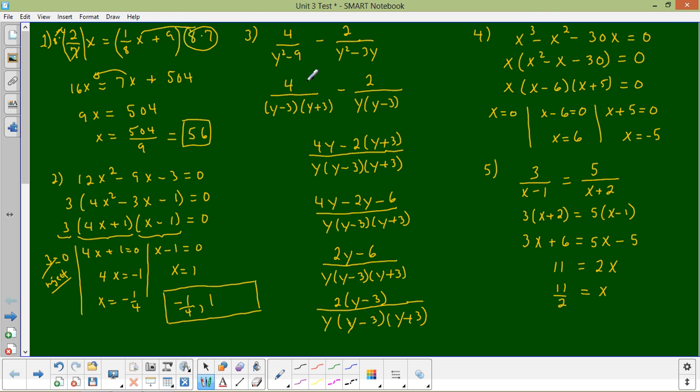So we're going to have 4 over y minus 3 times y plus 3, minus 2 over y times y minus 3. All right? So you compare the two denominators. You look at this y minus 3 times y plus 3, and how is it the same or how is it different than y times y minus 3? Well, obviously, both fractions have a y minus 3. The fraction on the right is missing a factor of y plus 3.